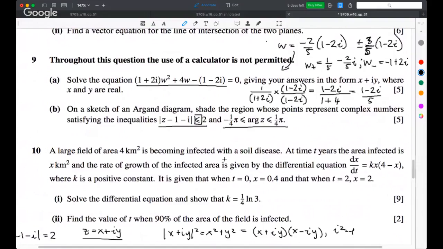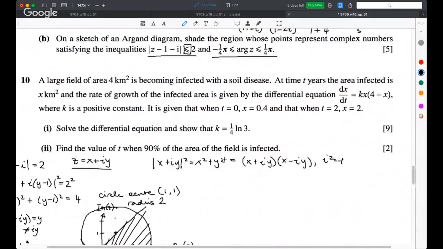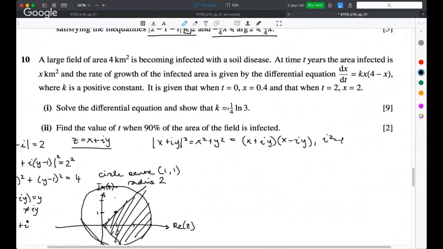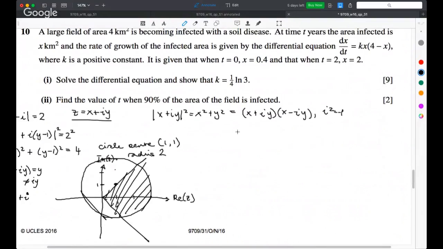Okay, very last question. I think we've got enough time. This is a differential equation question. And what advice to give you? Oh yeah, so the first part is a little bit tricky. So you've got dx/dt. Let's just fence this off. Okay, you've got dx/dt is equal to kx(4 minus x).